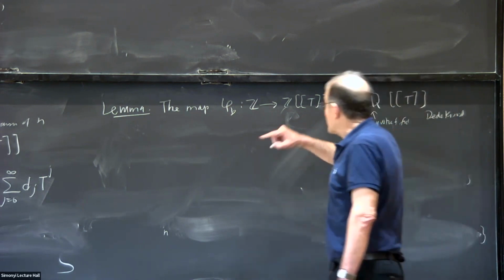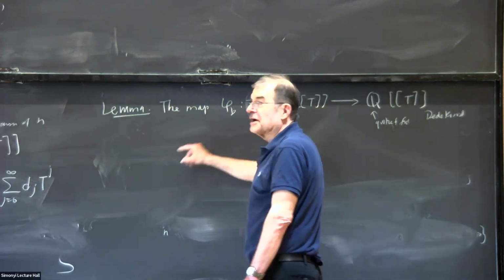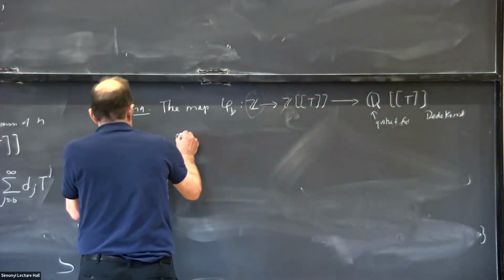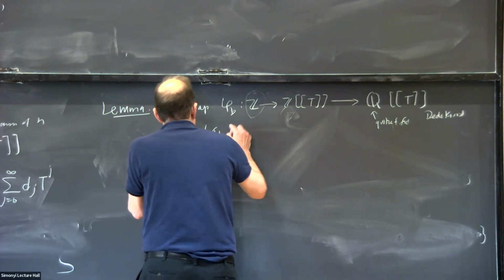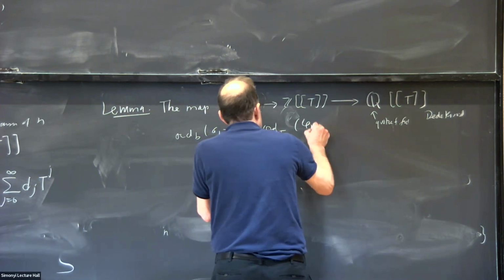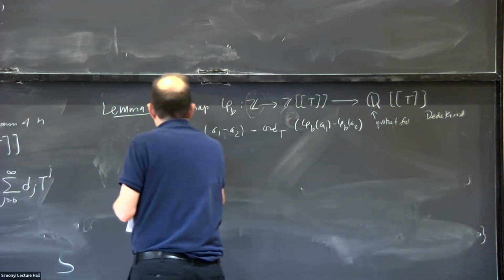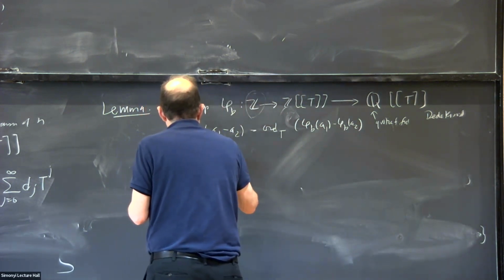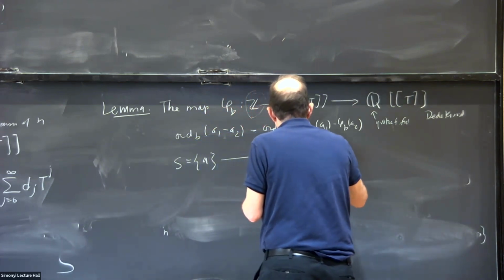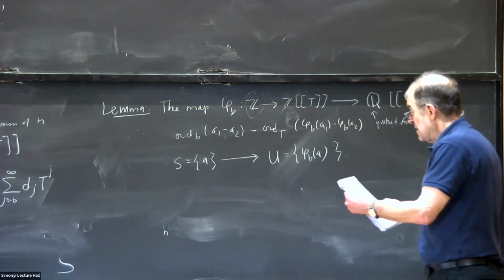The point is, it has to be defined for all elements of Z so that it can cover all possible subsets of Z. So we have to prove that the ordering on B of A1 minus A2 is equal to the ordering on T of phi_B of A1 minus phi_B of A2. And we take our set S of A's and we map it to a set U, which is, of course, phi_B of A. So each point will go here. So the map has to be injective.